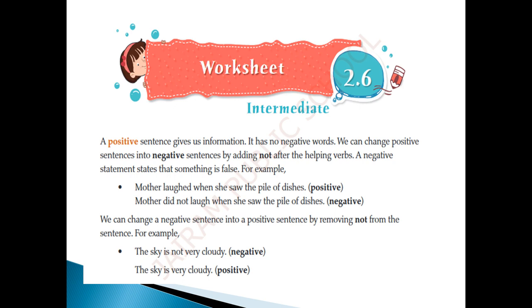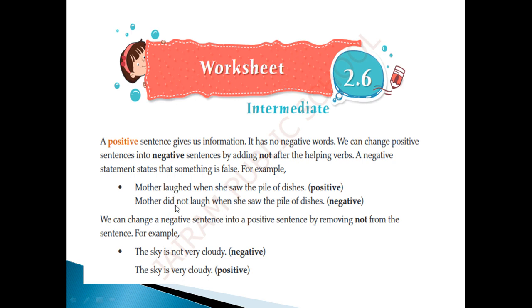When we have only one helping verb, when we have helping verb already in the sentence, you just add not in the sentence to make a positive sentence into negative sentence.